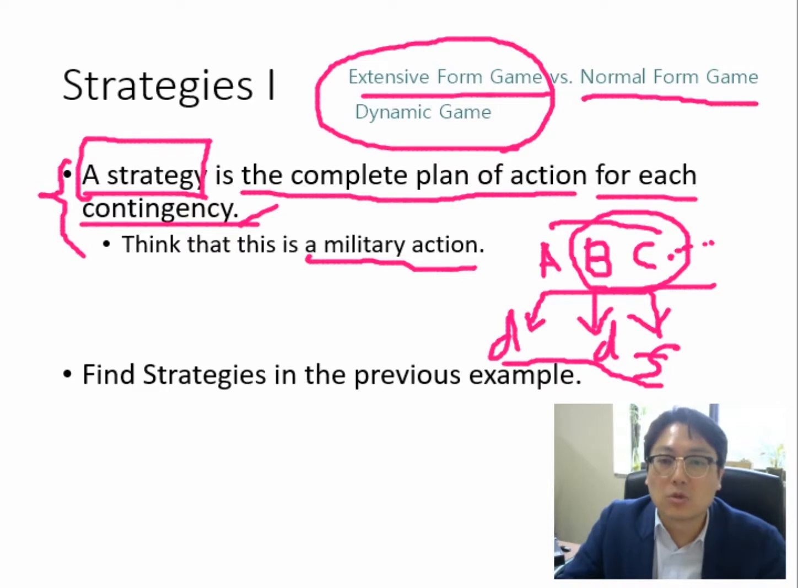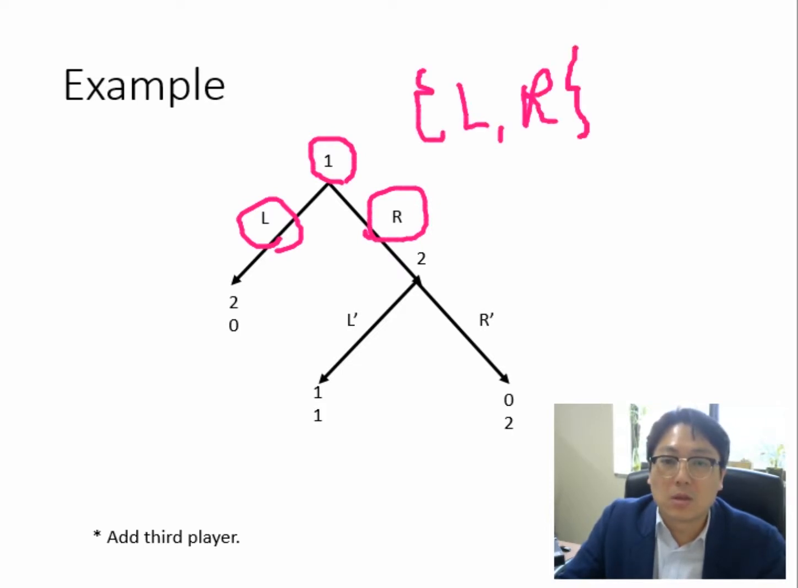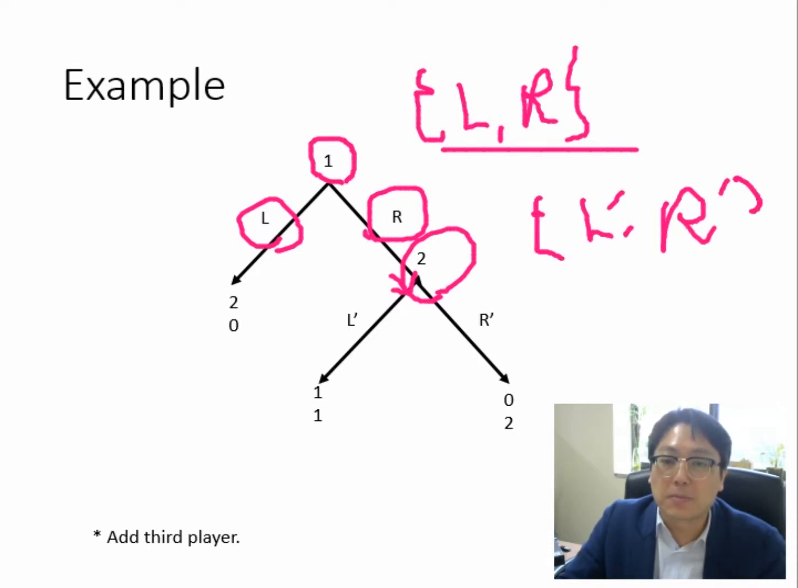So going back to the previous case. Look at this. The first player's strategy is this. I'm going to choose L or R, right? That is my strategy set. For player B, I don't know whether this node will be reached or not, but once this node is reached, I'm going to choose between L prime or R prime. That is the second player's strategy.